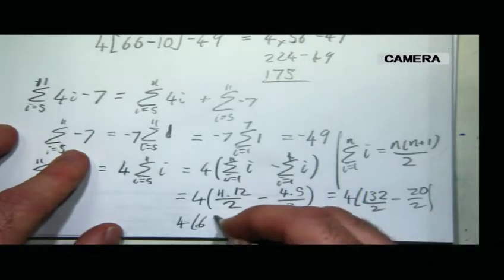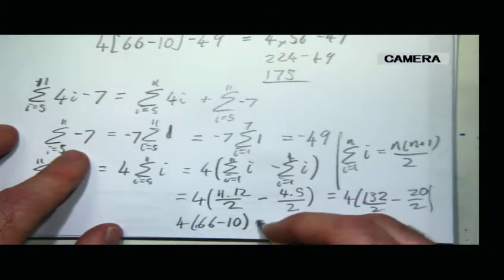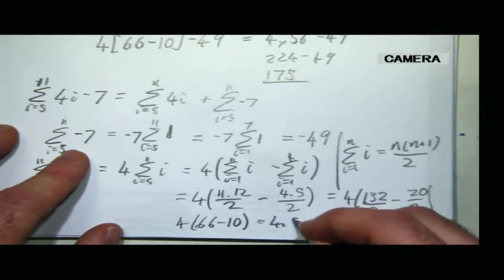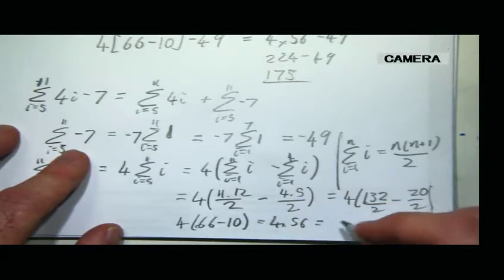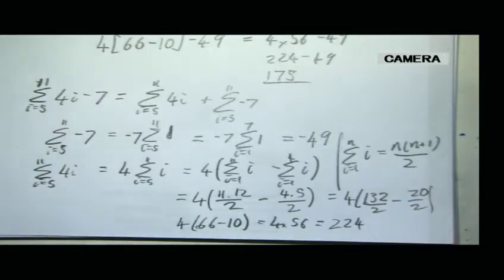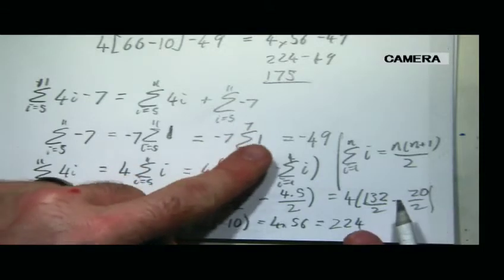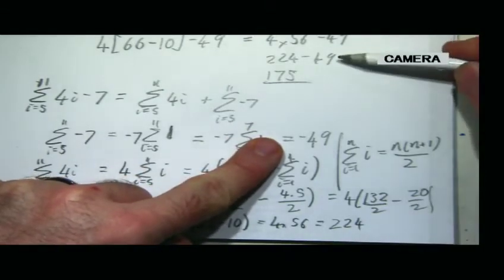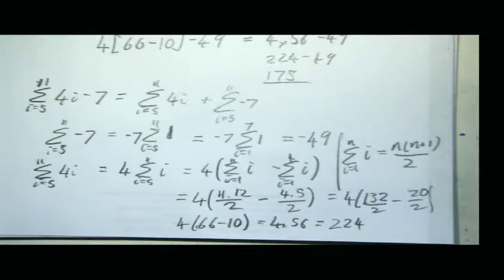And this is going to be 66 minus 10, which is 4 by 56, which I think I decided was 224. Yay, I believe that. Okay, and so by breaking it down, I ended up with the same two numbers as I ended up with the first time I did it. So we hopefully have got the right answer.